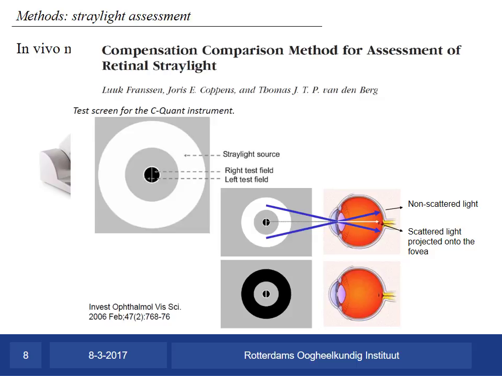Because in one half of the test field the compensation light is added, essentially this measurement is a comparison between known and unknown intensity levels. And this approach could also be applied to assess straylight of IOLs, but for this, the C-Quant needs to be adapted.